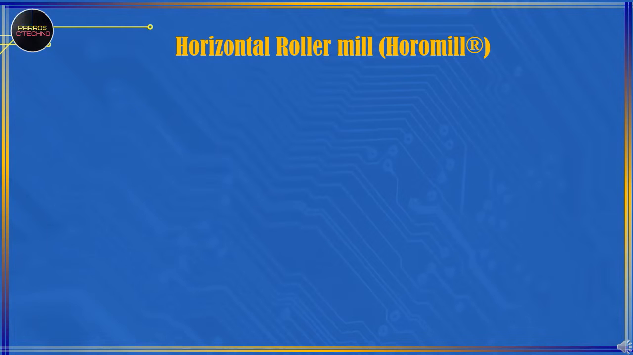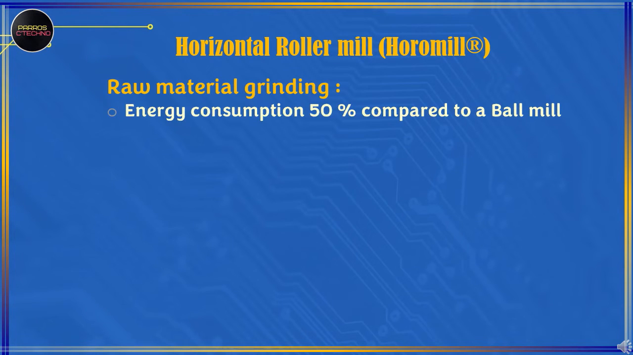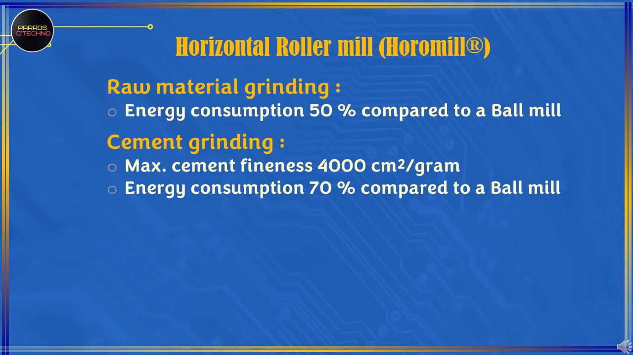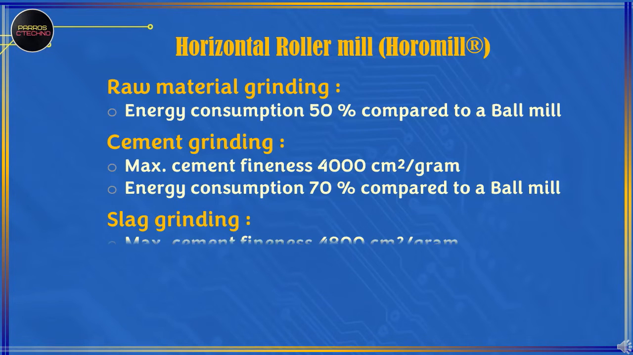Horizontal roller mill, Horomill registered. Horomill advantages include: for milling raw materials, 50% energy consumption compared to ball mill. For cement grinding, maximum cement fineness 4,000 square centimeters per gram, 70% energy consumption compared to ball mill. Then for slag milling, maximum fineness 4,800 square centimeters per gram, 60% energy consumption compared to ball mill.